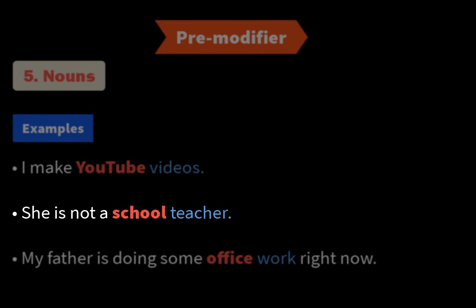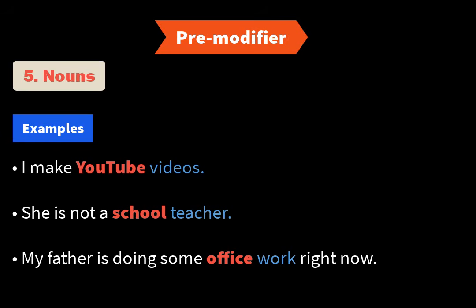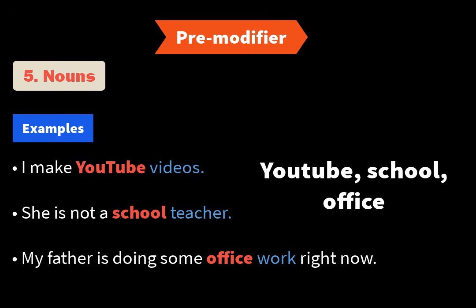She is not a school teacher. What teacher? School teacher. So school is working as an adjective here, working as a modifier here. And since it's coming before the noun, it is called a pre-modifier. My father is doing some office work right now. What kind of work is he doing right now? Office work. So office is modifying the noun work. So guys, if you look at all these words, all these nouns, YouTube, school, office, these are actually nouns. YouTube is name of a platform.